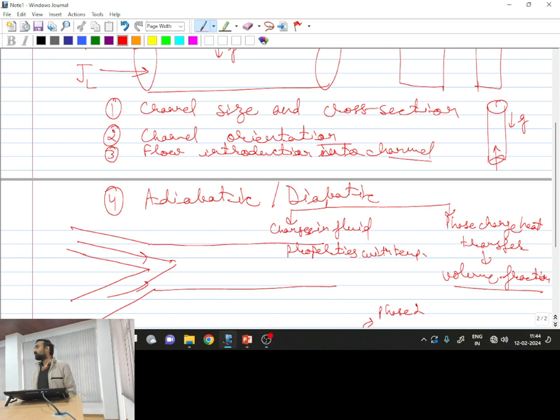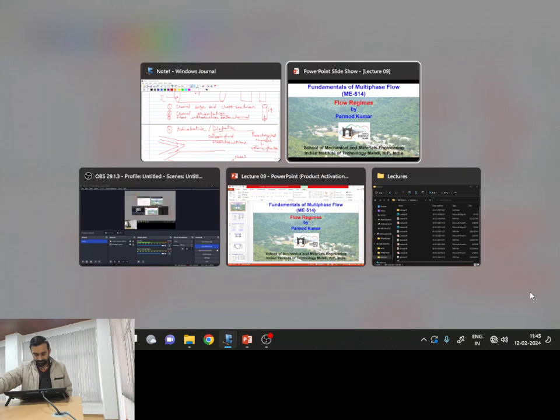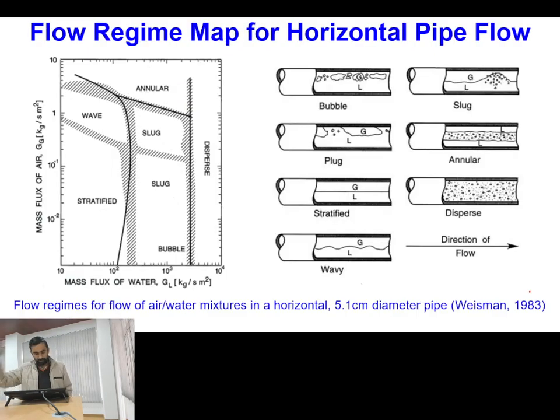Now we will try to see that in different situations, if we consider the flow of two phases, then what type of phase flow patterns or flow regimes we can expect. Okay, so let us move to this portion. One thing is, I told you flow design. Now, along with the flow design, one more keyword is added, map. This is written as flow design map.